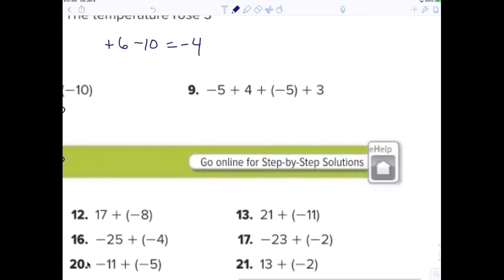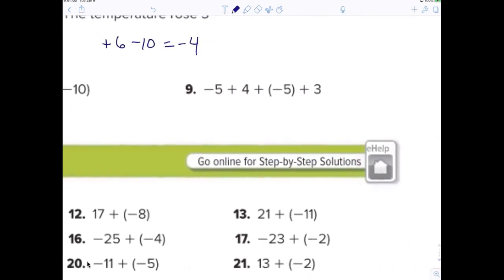All right, here we go. Number 9. I want you to think of this as negative 5 plus 4 minus 5 plus 3. William, what is that? Negative 3. Negative 3? Do they agree? I said 7.